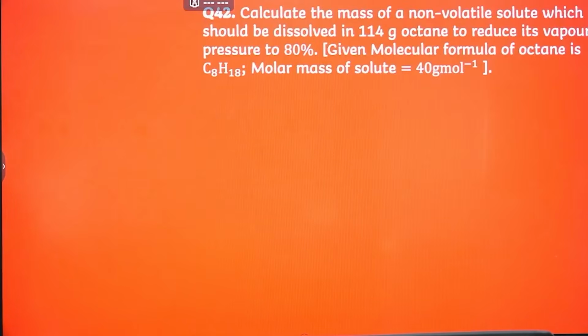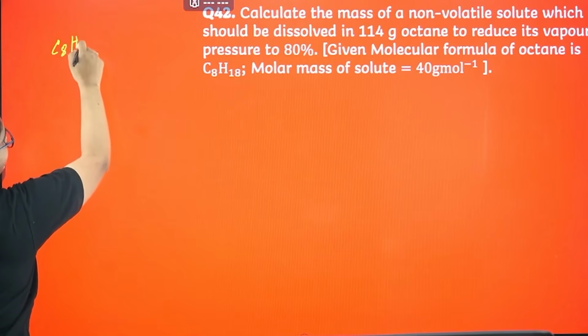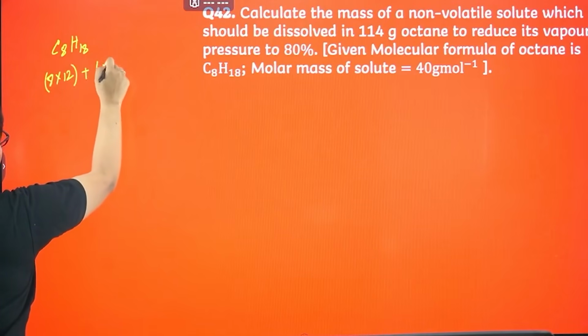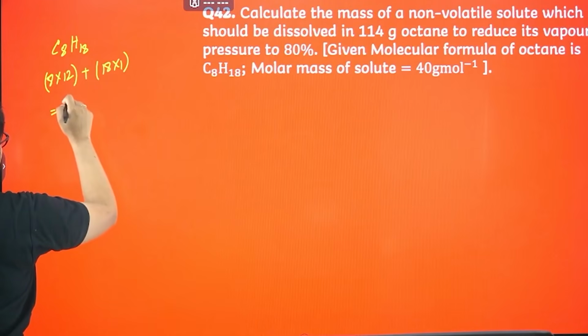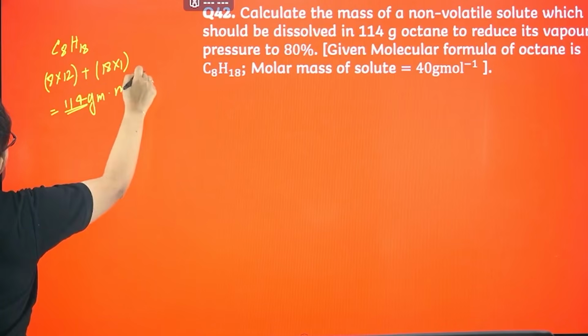Let's proceed further. Okay, calculate the mass of a non-volatile solute which should be dissolved in 114 gram octane to reduce its vapor pressure to 80%. Okay, let's do it. First, the molecular weight of octane. C8H18, right? So if I calculate 8 into 12 plus 18 into 1, I will get 114 gram per mole. That is the molecular weight.